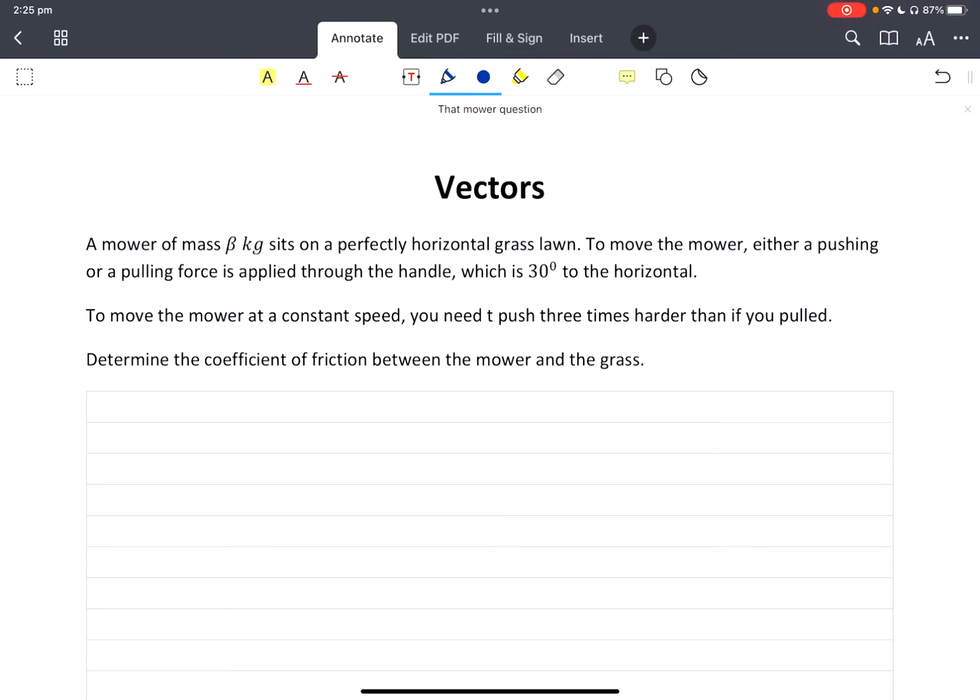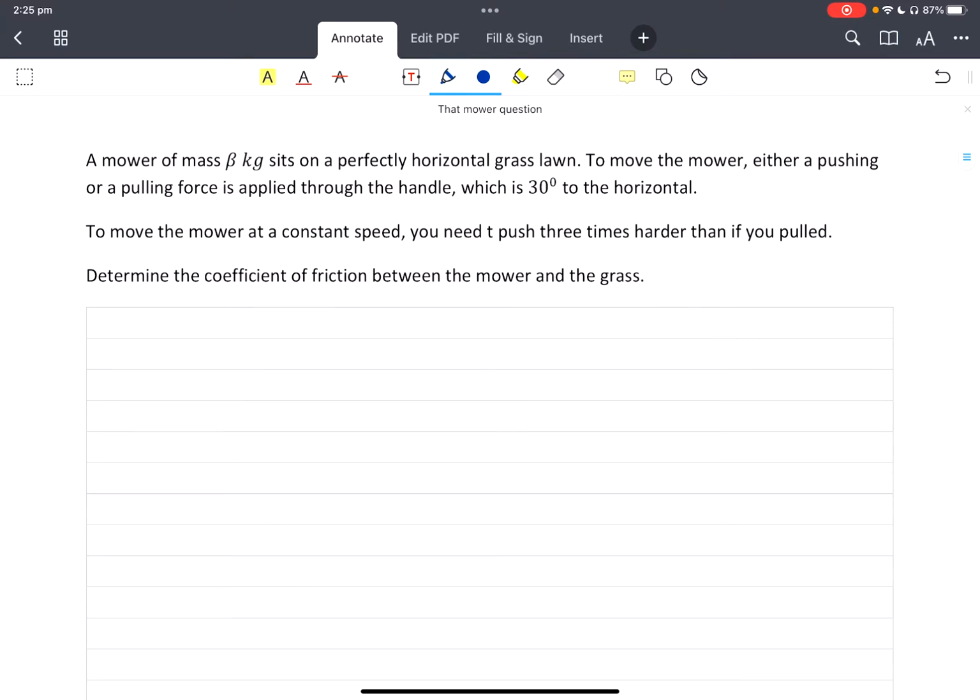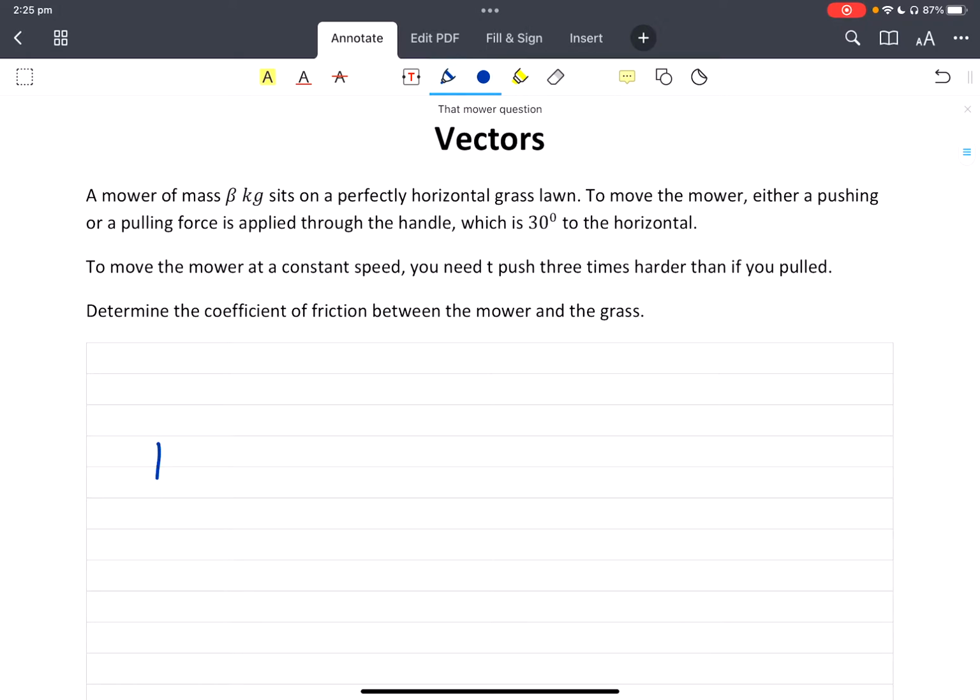Okay, quite a challenging question. Our strategy will be to use force diagrams, get as many equations as we can from each force diagram, and juggle those equations until we get an answer.